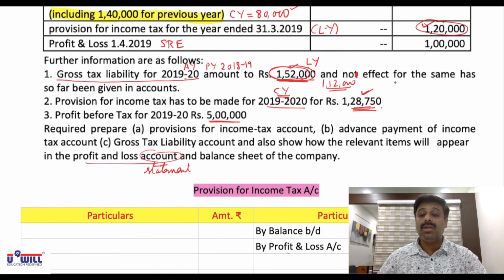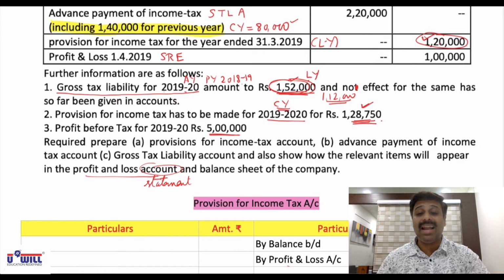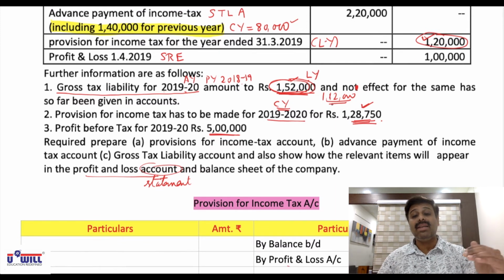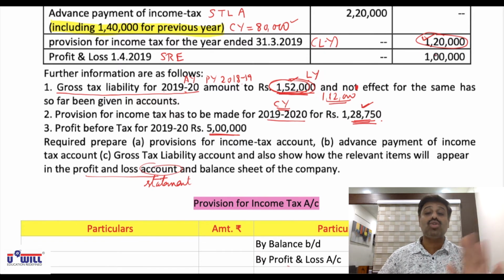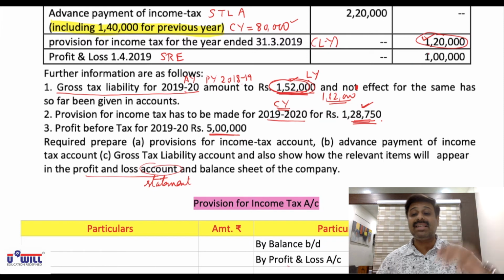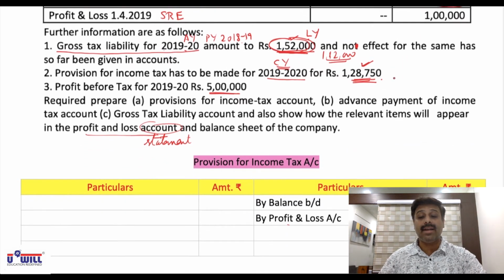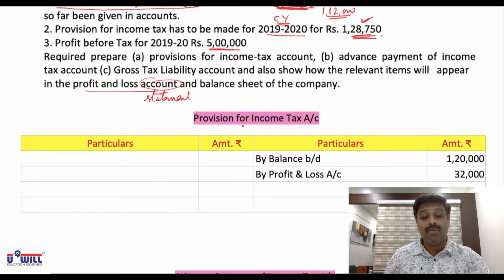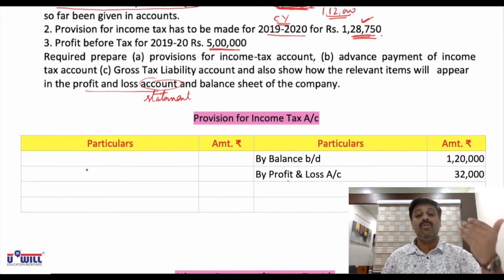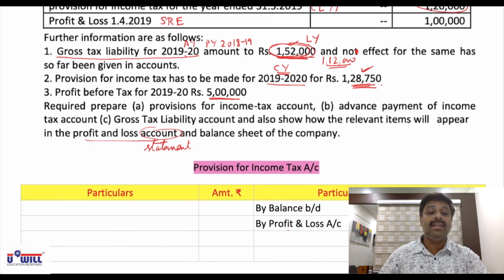But suppose the provision for tax was 1,20,000 and tax liability was only 1,12,000. That means in that situation we have already created excess provision. There is no shortfall. We have created excess provision of 8,000 that we can withdraw to the profits of current year. So we would write it in the provision for tax account on the debit side, to profit and loss account we would withdraw 8,000 rupees. That is the situation if the amount was less.